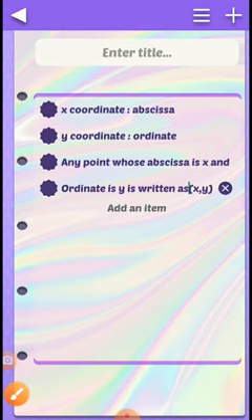we had seen that the x coordinate is also called the abscissa, the y coordinate is called the ordinate, and any point whose abscissa is x and ordinate is y can be written as (x, y). That means I have to always write my x coordinate first, comma, then the y coordinate. Hope this is clear.